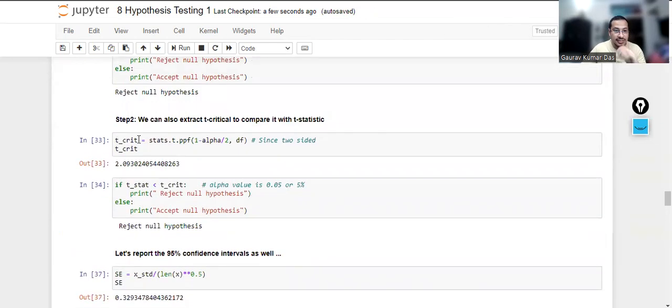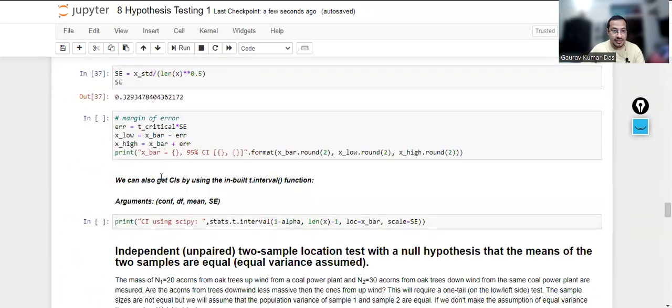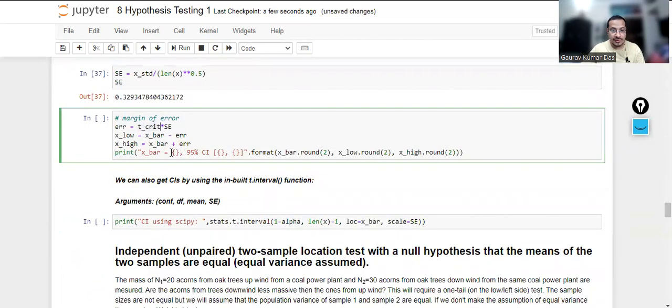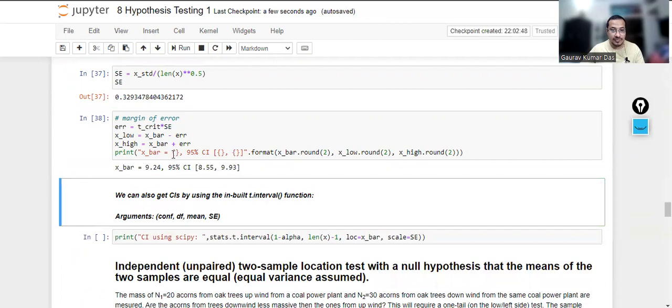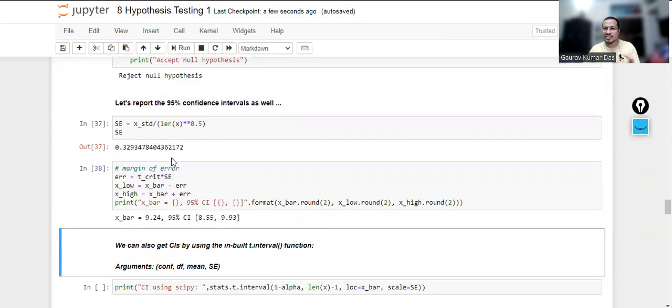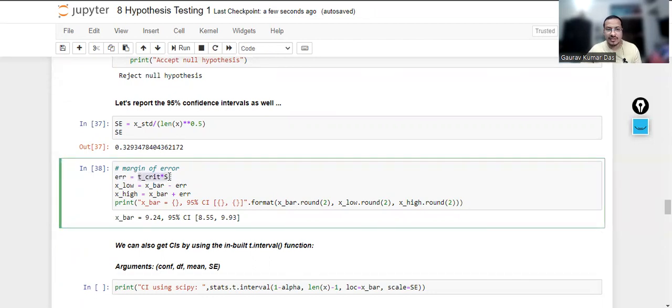T critical is already calculated here. Okay. Right. So that is already a sample. So I don't need to again use the sample formula. I can directly calculate the standard deviation, which I've done before above. And this is my error. Okay. T critical into SE.